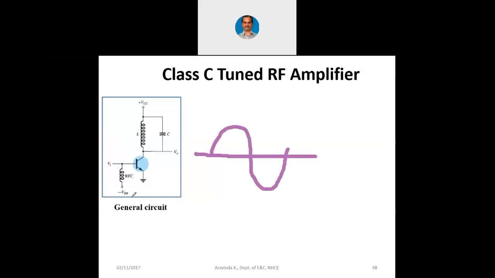When this is the input, at the base when negative voltage is given, the transistor is off. The transistor will conduct only when the input signal reaches 0.7 volts, right? Let me change the color. Let us say somewhere here, it is now 0.7 volts. At this point, it is now 0.7 volts. So, let me change the color again to just shade it. Now you can see, in a 360-degree cycle, the transistor is conducting only in this region.